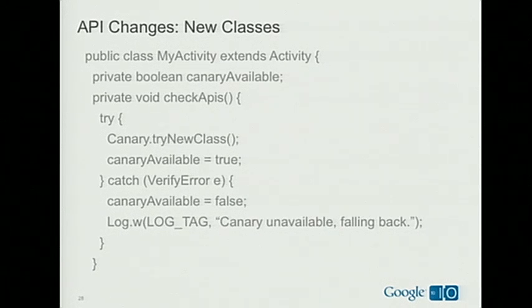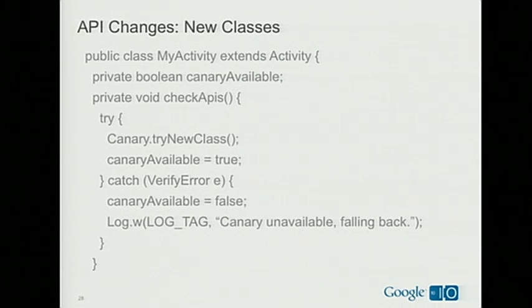And when it does this, the class loader for Android is for the first time going to pull Canary into memory, look at it, and go, do you work on this system? And if it does, my code's going to proceed, and I'll say the canary is available and alive. But if the class loader looks at it and says, wait a second, we don't have that, it's going to freak out and throw an error and say, oh, I can't load this class.